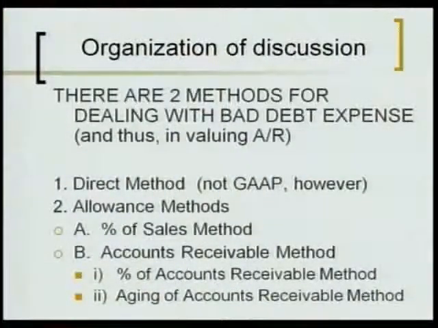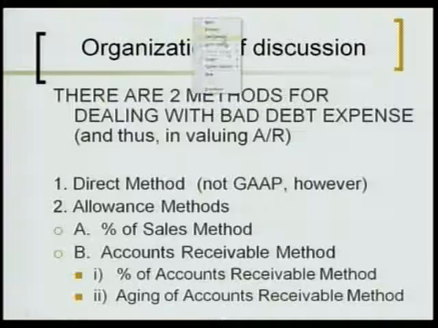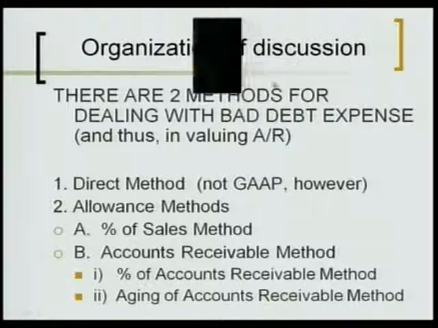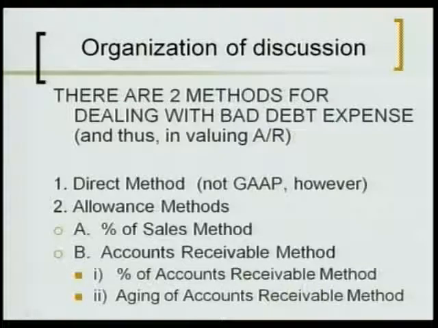Now, going to the PowerPoint, this is the organization of the discussion we're going to do today. I don't want you to get lost. We're going to talk about some different methods, but keep in mind where we are in regards to the hierarchy of the discussion, okay? There are two methods for accounting for bad debt expense: the direct method, and the allowance method.